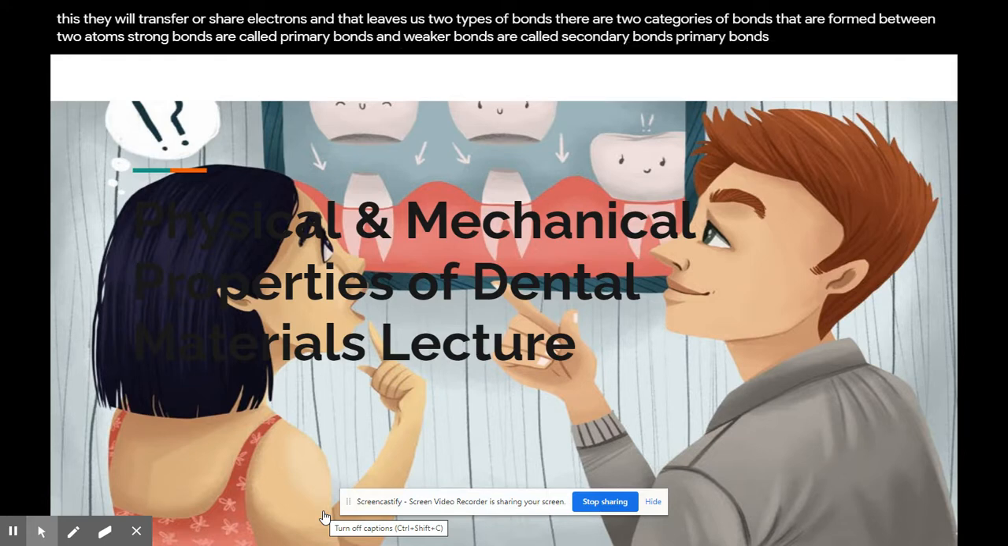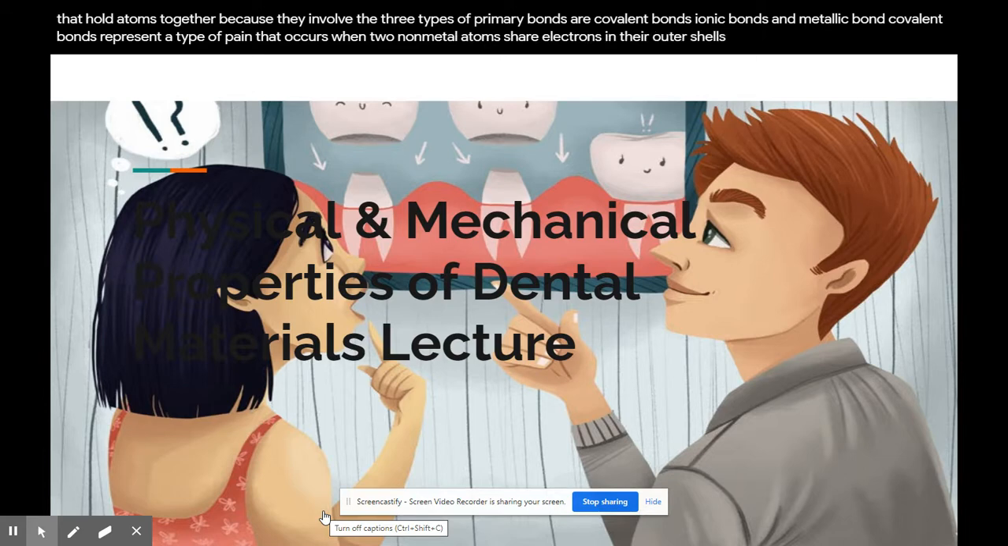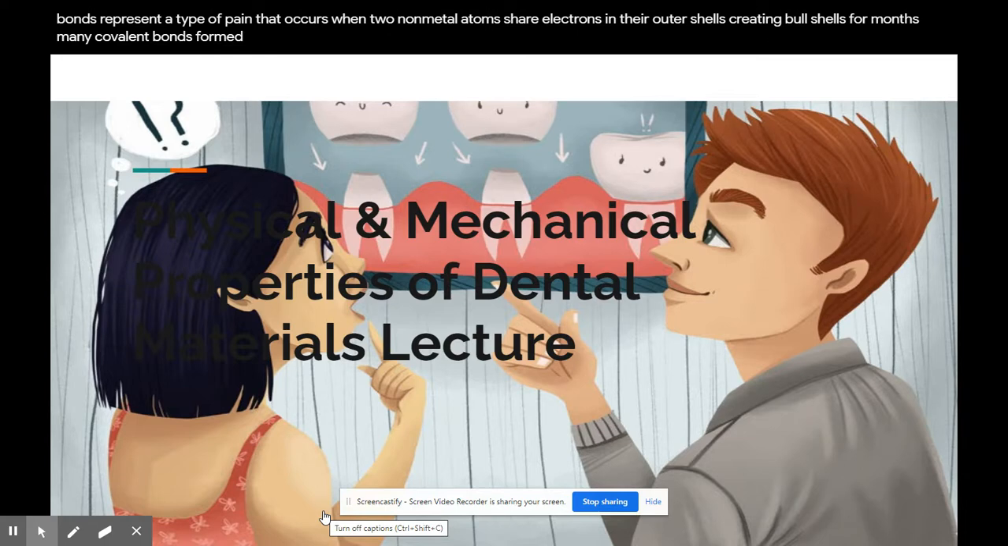Primary bonds are the strongest bonds that hold atoms together because they involve the transferring or sharing of electrons. The three types of primary bonds are covalent bonds, ionic bonds, and metallic bonds. Covalent bonds represent a type of bond that occurs when two nonmetal atoms share electrons in their outer shells, creating full shells for both. Many covalent bonds form gases, such as the hydrogen molecule, H2, or materials with low melting points.